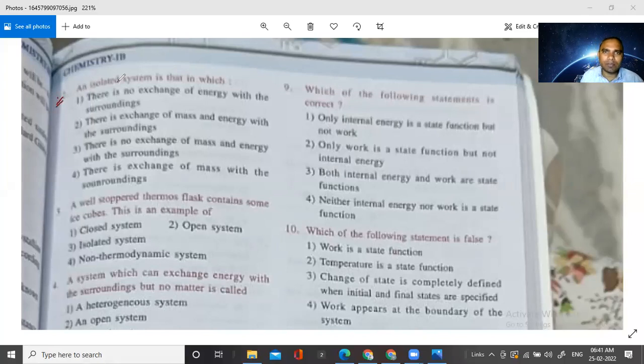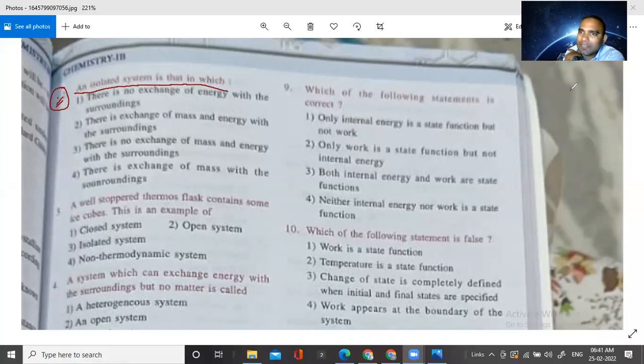I think this is question number 2, which you shared with me earlier. So let's try to solve some of the problems. What are they saying here? They are asking about an isolated system. I told you there are three types of system: one is open, another is closed, and the third is isolated.